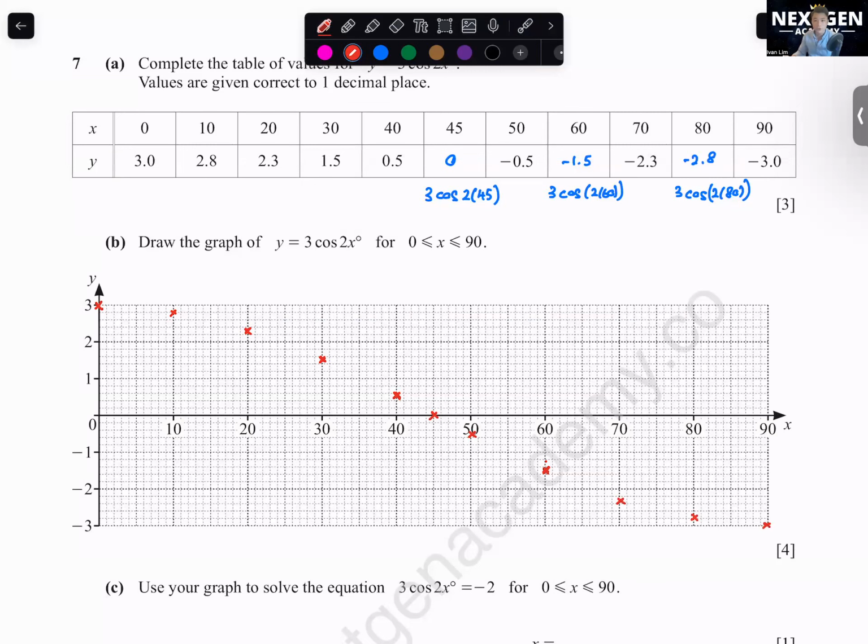Then negative 3.0. When we draw a cos graph, please do not use your ruler, because a cos graph is by right a smooth one. So try your best to draw it as smooth as you can. Connect all the dots together. Freehand it. You need to draw it smooth.